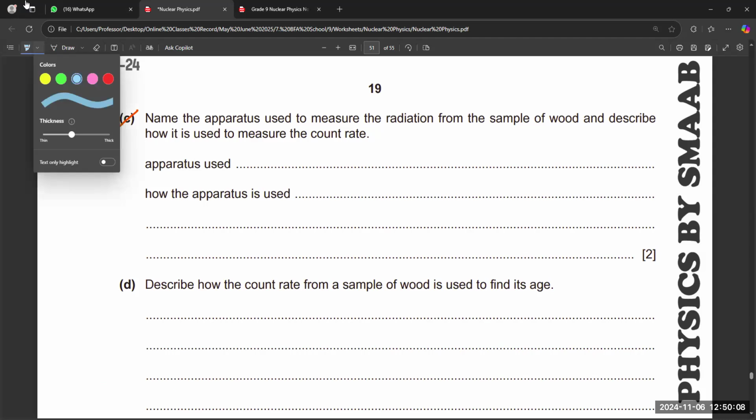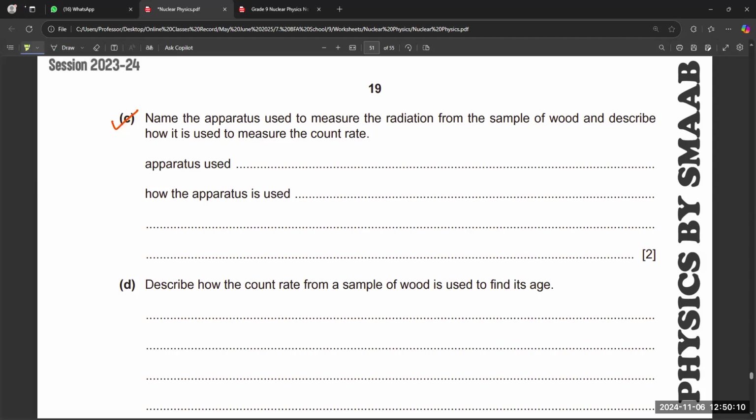So you need to name the apparatus. So what is the name of the apparatus used to measure the radiations? GM tube or Wilson cloud chamber?